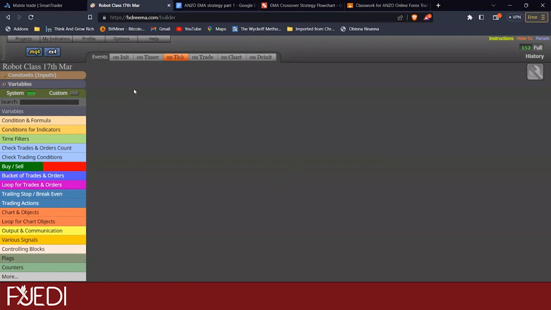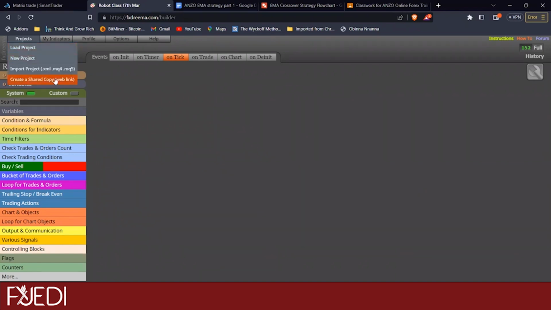Now, the beautiful thing about the FX Dreamer is you can build EAs for both MT5 and MT4. You just need to select the platform you're looking to build. For this training, we'll be building based on the MT4. You can do the same exact thing for the MT5. All you need to do is go to projects, go to new projects, select the MT5 and start building.